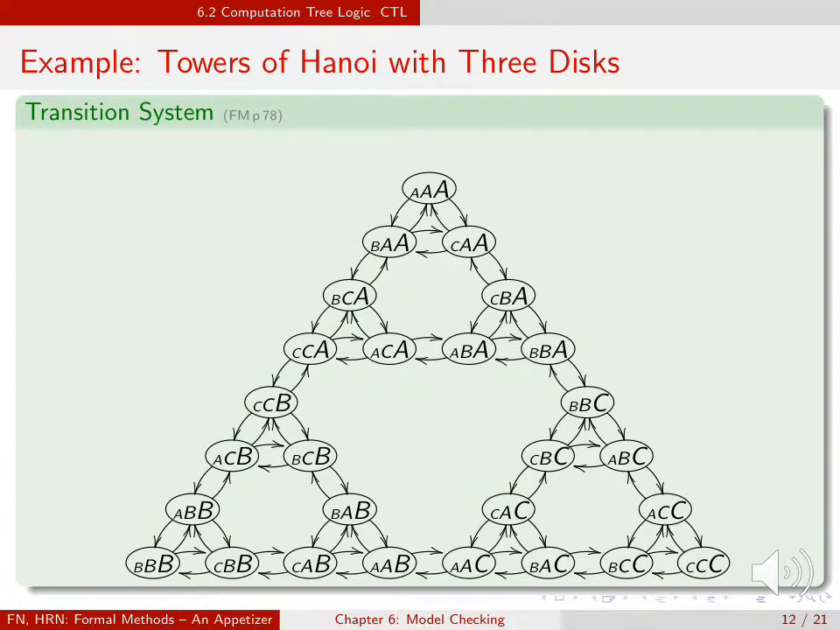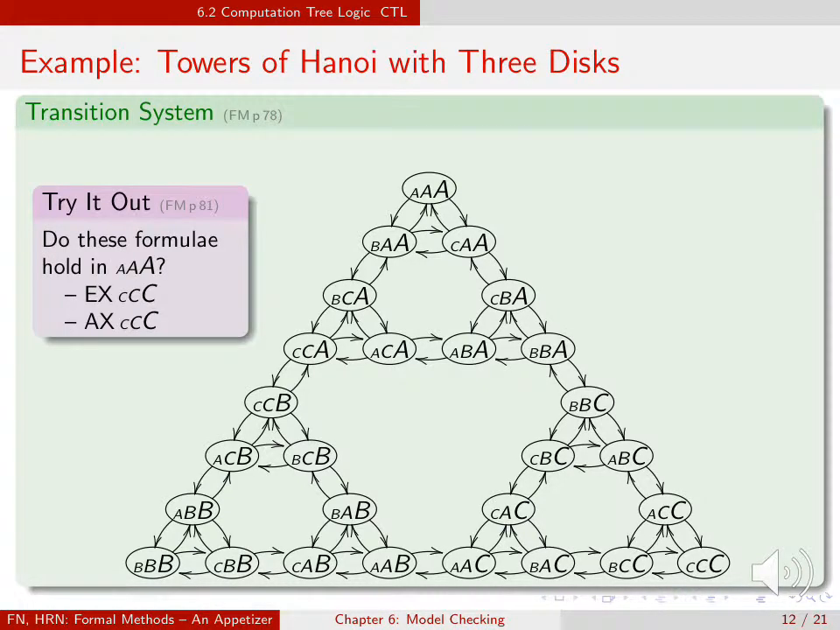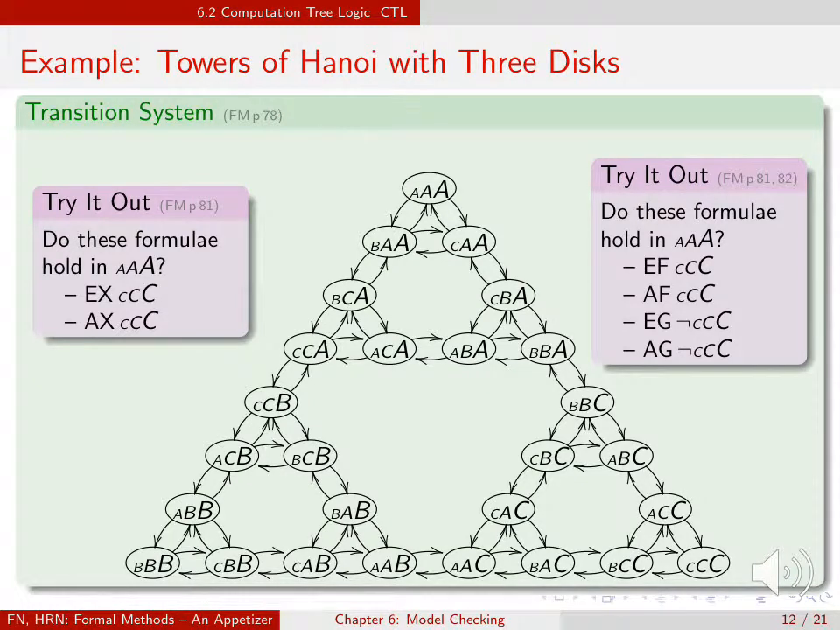Finally, for a somewhat larger example, let's look at the towers of Hanoi once again. Looking at the state at the top, where all the disks are on the rod A, does there exist a path where in the next step all the disks are on the rod C? Is it the case for all paths that in the next step all the disks are on the rod C? And also try these formulae on reachability in 0 or more steps and about unavoidability. Once you've done this, you should read the section in the book doing the try-it-outs on the way.